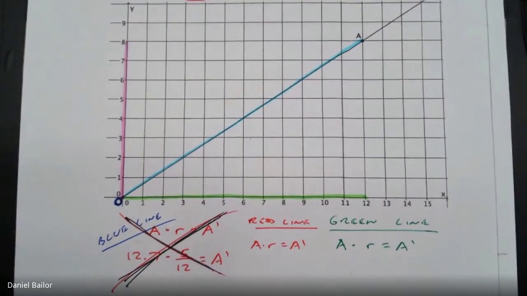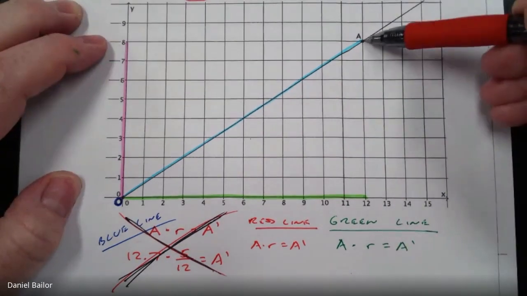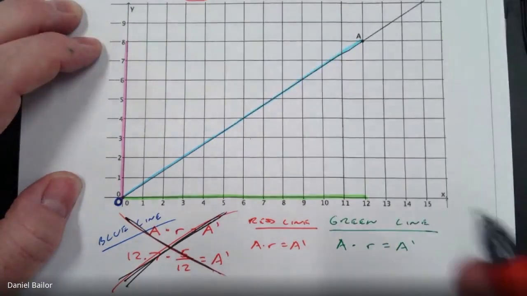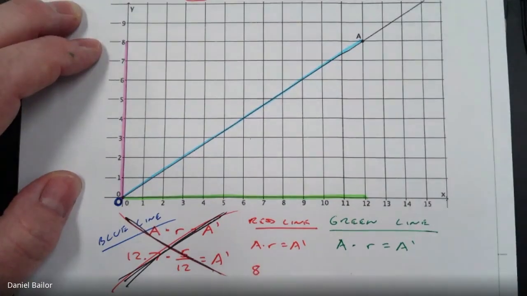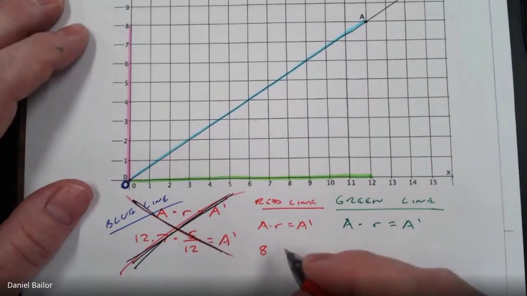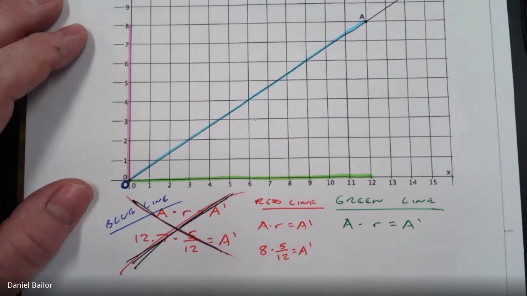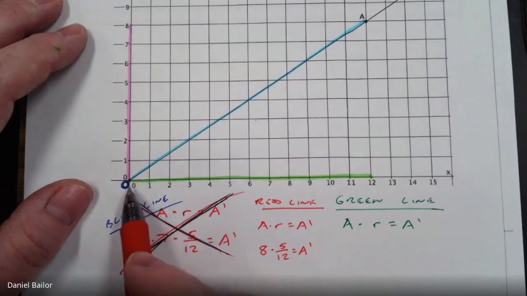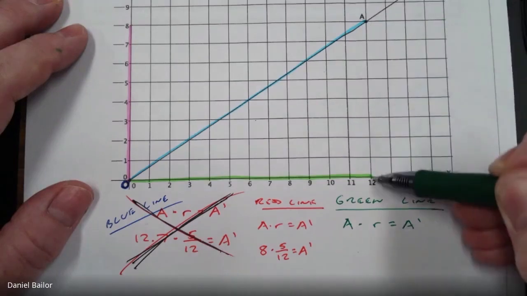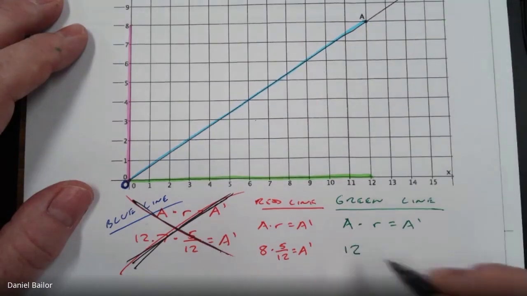What's the red line math look like? Well, if we look at A, we go all the way to the red line, A is 8 on the red line. So A is 8. R, remember, in the question says 5/12. So we do 8 times 5/12 to find A prime. That's the red line math. The green line math, if we go down to the green line, A is 12. So we do 12 times 5/12 equals A prime.